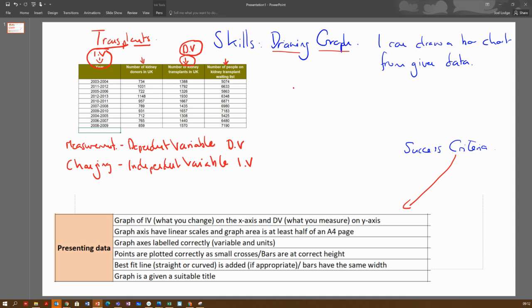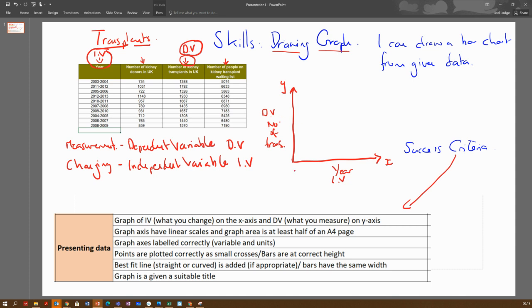So where does that go when we draw a graph? See if you can remember. Pause and see if we can remember. Well, on our x-axis at the bottom, that's where we're going to plot the thing that's changing. So in this case, that is the year. And the dependent variable will always go on the y-axis, and what that's measuring is the number of transplants. I'll just shorten that to number of transplants.